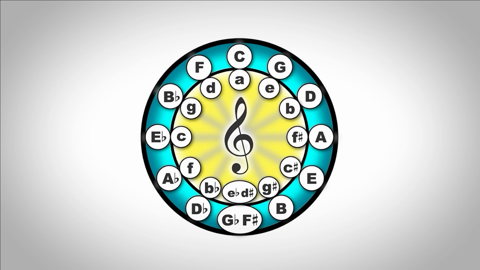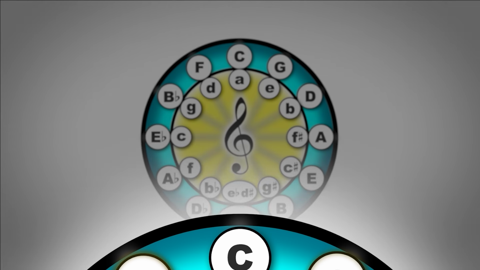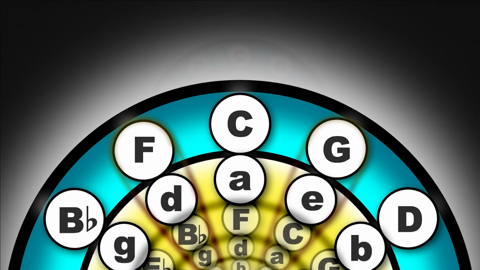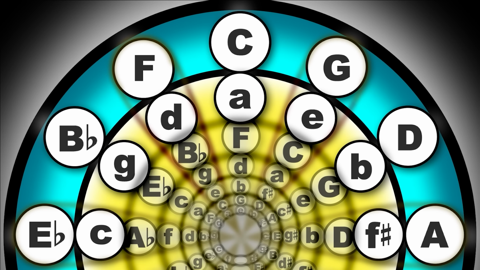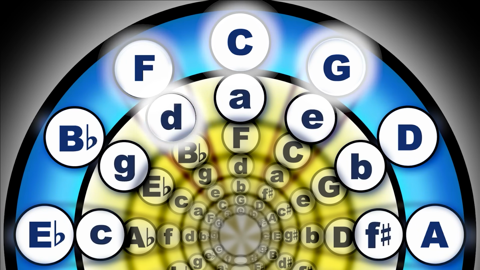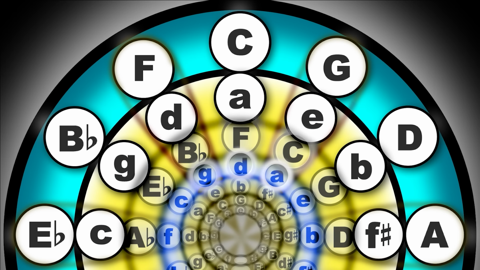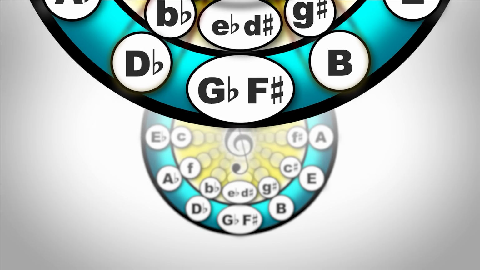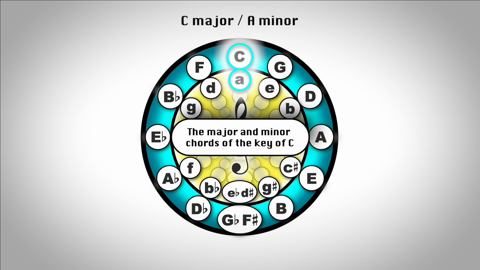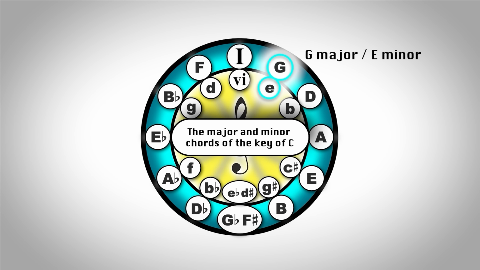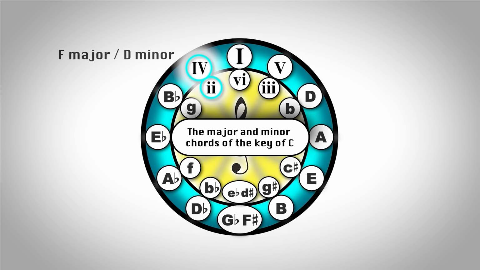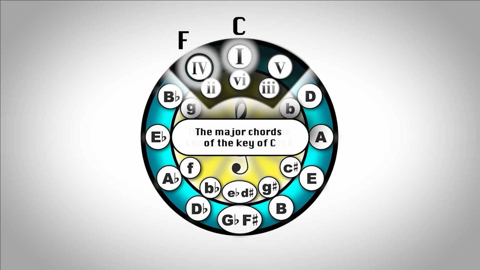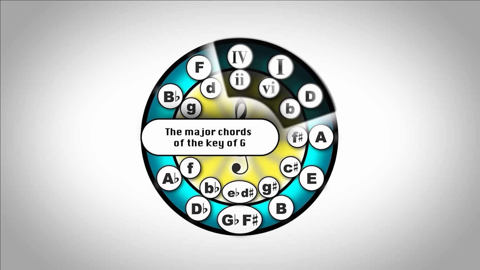The major and minor modes of each key could be seen as part of a continuum extending downward into the circle in thirds. The three minor and three major chords of every key are revealed in every three adjacent positions.